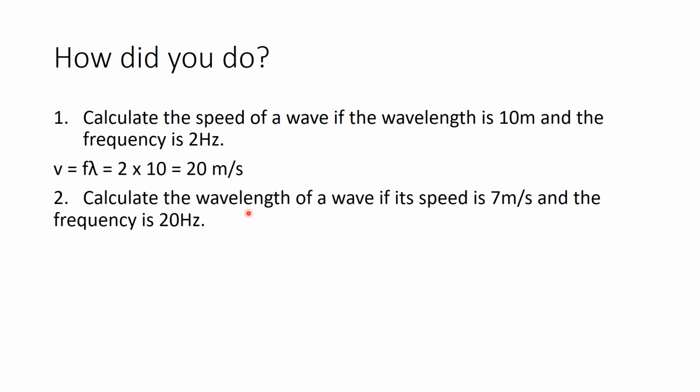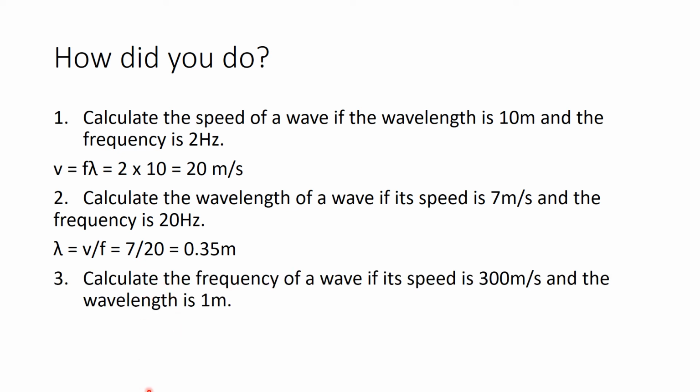The wavelength, if its speed is 7 meters per second and the frequency is 20 hertz, again, write down the equation. If you haven't already done this, then you can write that down and then rearrange it. I've just rearranged it here. Wavelength is the wave speed divided by the frequency, 7 over 20, 0.35 meters.